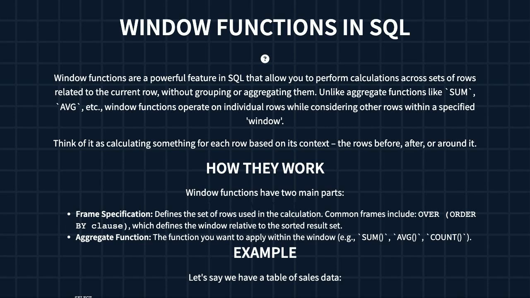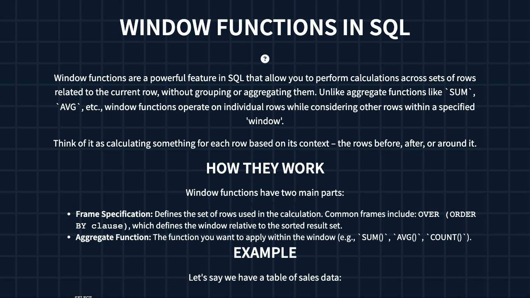Okay, let's talk about window functions. They are a really handy tool in SQL that can seem a little tricky at first. Basically, they allow you to perform calculations on groups of rows without actually grouping them together like you would with GROUP BY. Instead, they look at each row individually and compare it to other related rows, maybe the previous or next day's sales, for example.